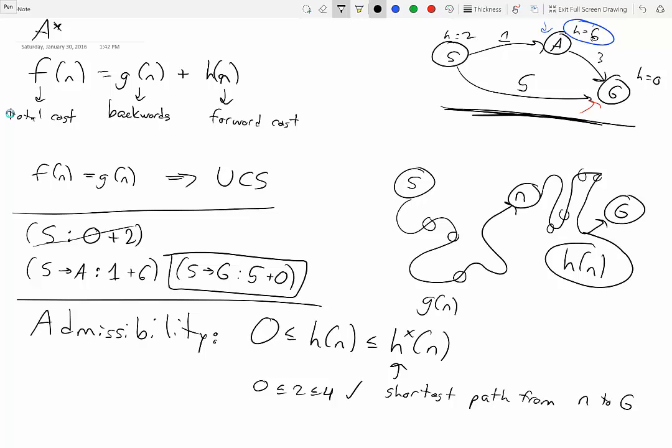Now let's look at A. The distance from A to G is 3. Excuse me, that was a mistake. Sorry, I keep making a mistake. It's 3. But what is h? h is 6. So we have a problem. This doesn't satisfy admissibility. Therefore, this heuristic is not admissible.